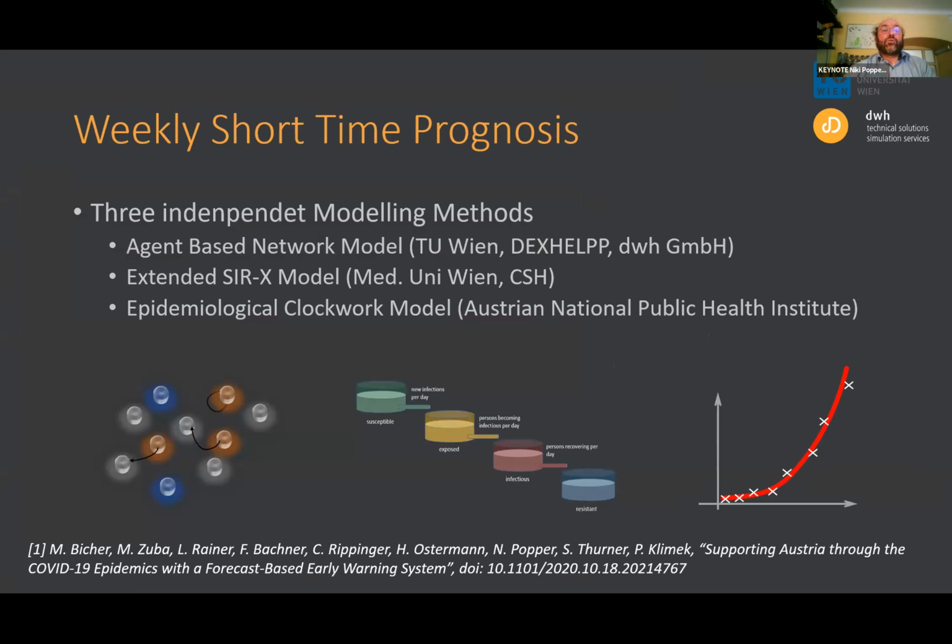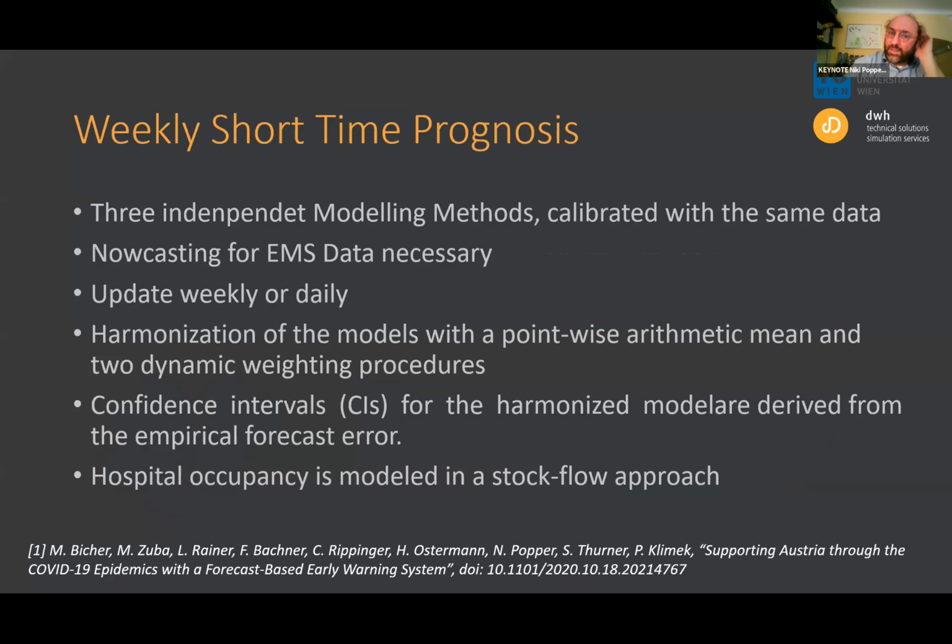The idea of the whole project, and that's very important from my point of view, is that we compare 3 independent models. So we have the agent-based model, we have an extended SCRX model, and we have an epidemiological clockwork model. We published this recently. It's at the preprint stage at the moment, where we have the possibility to bring together these 3 independent modeling methods. We make the update every week, and we compute a harmonized prognosis up to the hospital occupancy with a stock flow approach, which is added to these models every week.